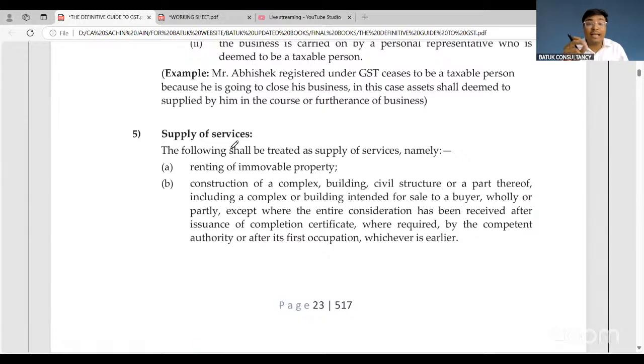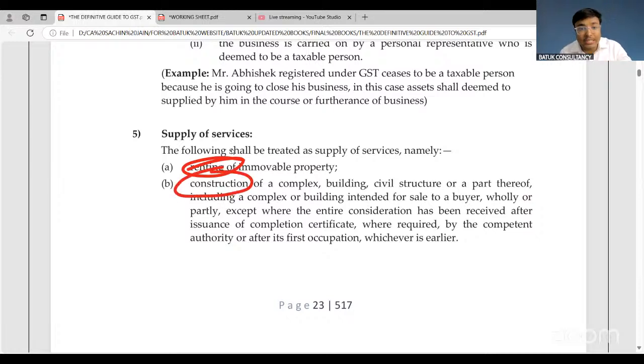Now, there are certain examples related to supply of services. One is renting of immovable property. I have one building and I am going to provide that building to someone else to use for a limited amount of time. That is called rent. In case of construction, that is also treated as supply of services. As we all know, in construction there will be involvement of labor, material, and architecture. So multiple things are there, but prima facie it will be treated as supply of services.